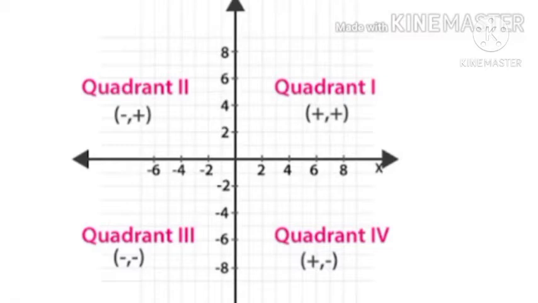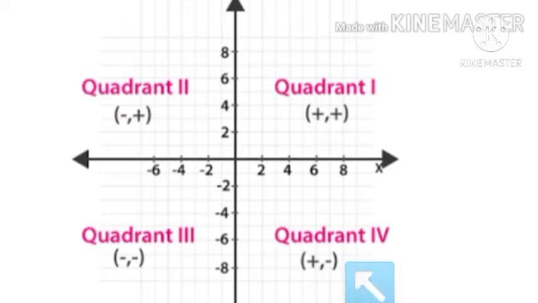They are called quadrants. There are four quadrants that you can observe. So now let us look into the sign conventions of each quadrant. For the first quadrant, the sign convention is plus, comma, plus. Similarly for the second one, minus, comma, plus. For the third one, minus, comma, minus. And the fourth quadrant, plus, comma, minus.